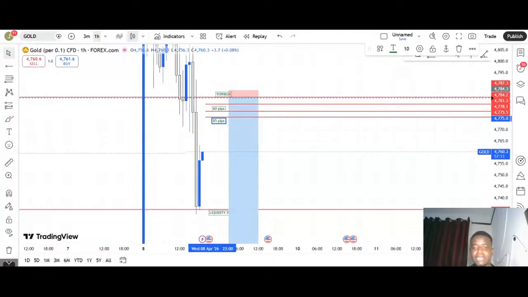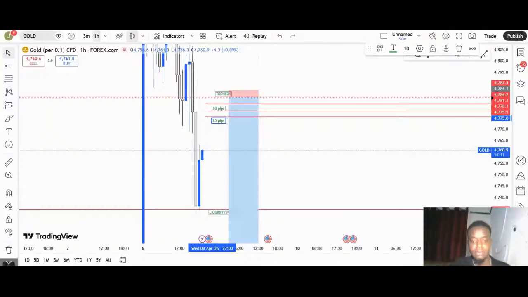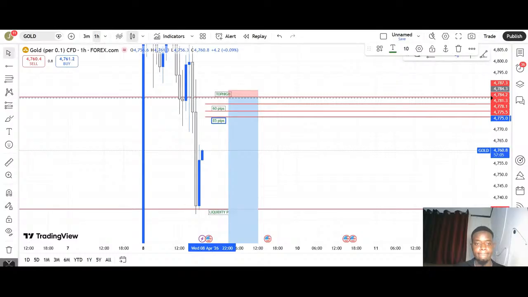For me, I'm risking 30 pips. I'm risking 30 pips in that trade. So you can use your own risk management, Jeff. If you want to risk 20 pips, you know what you're supposed to do anyway.